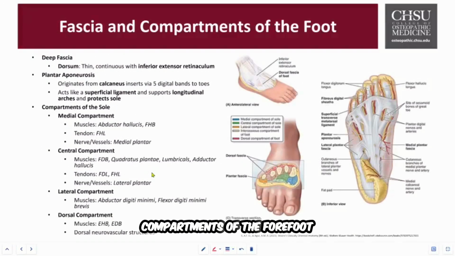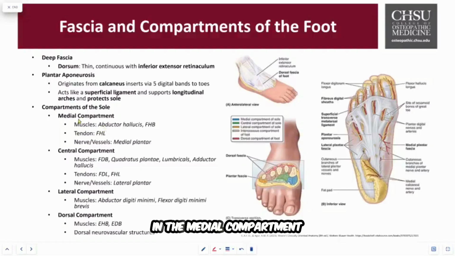Let's take a look at the fascia and compartments of the forefoot. The plantar aponeurosis arises from the calcaneus and fans out to the toes, supports the longitudinal arch, and protects underlying structures. The foot has four major compartments: the medial, the central, lateral, and dorsal. These house the muscles and tendons as well as various neurovascular structures, and the compartmental anatomy is crucial for understanding issues like plantar fasciitis, deep foot infections, and even compartment syndromes that are a result of surgery or injuries.